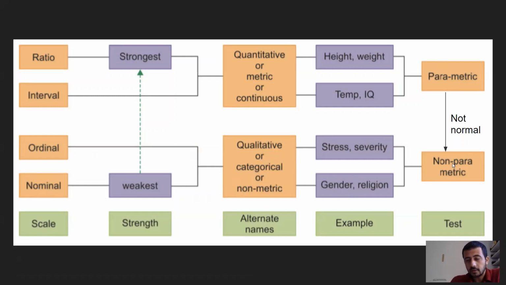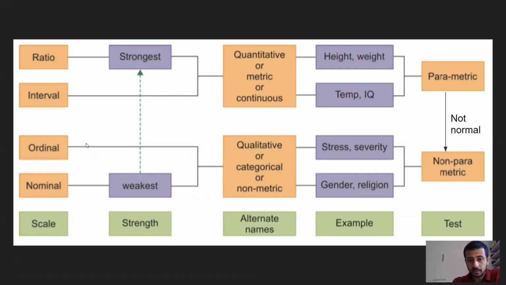After that, they are not parametric. So we can't use t-test or Anova test for this kind of stuff. Okay, we can use chi-square. Chi-square and those categorical tests are considered non-parametric tests, okay?